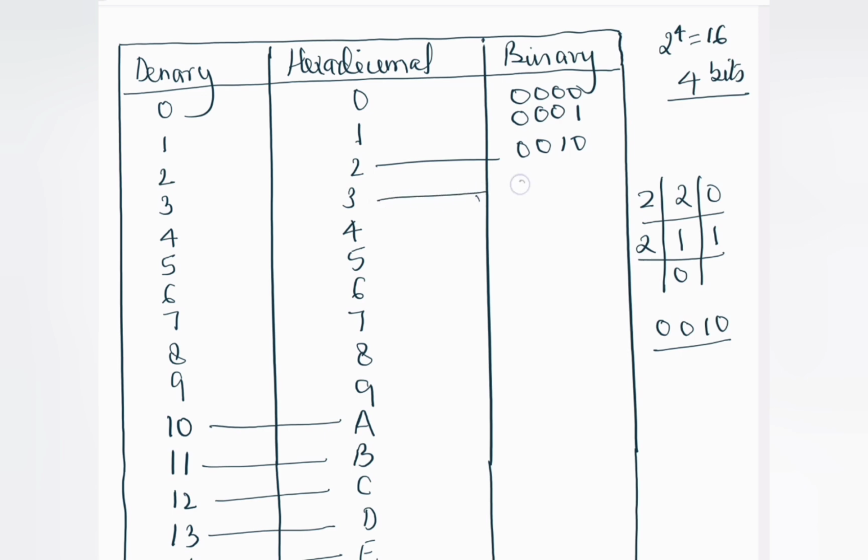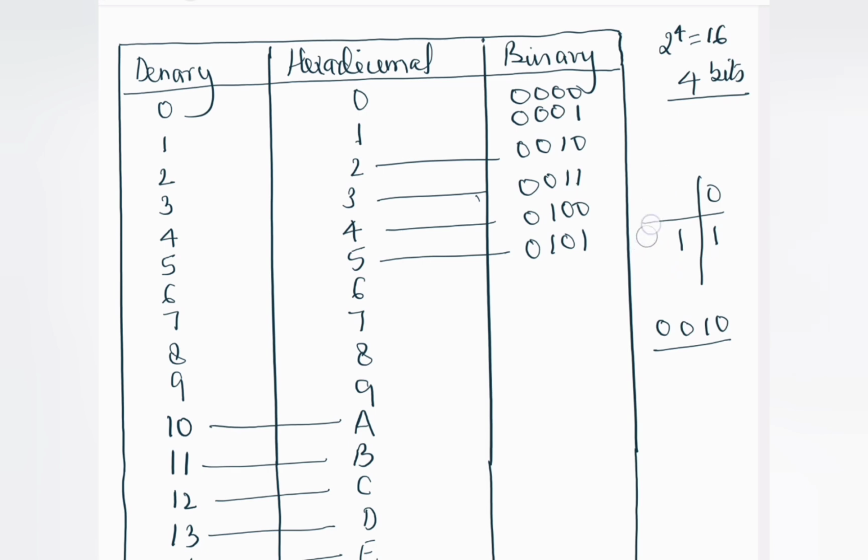The 3 is represented by 0 0 1 1. The 4 is represented by 0 1 0 0. 5 is represented by 0 1 0 1. Wherever you forget, we can always do the quick calculation so that you are not confused, and we can do that.